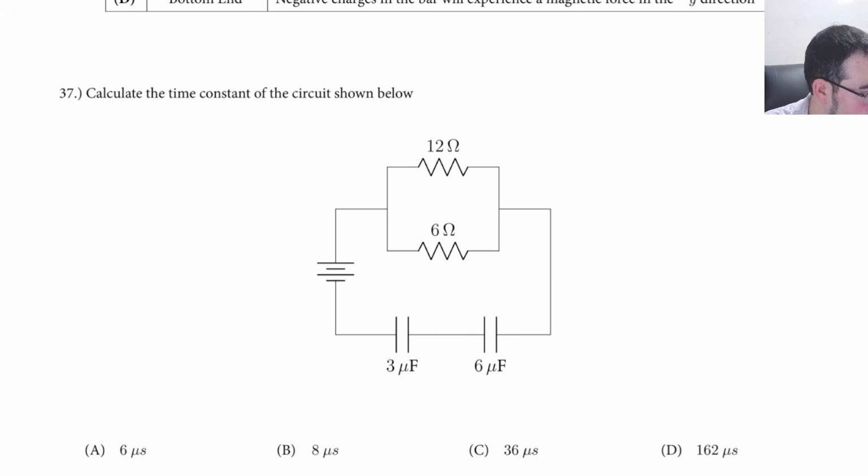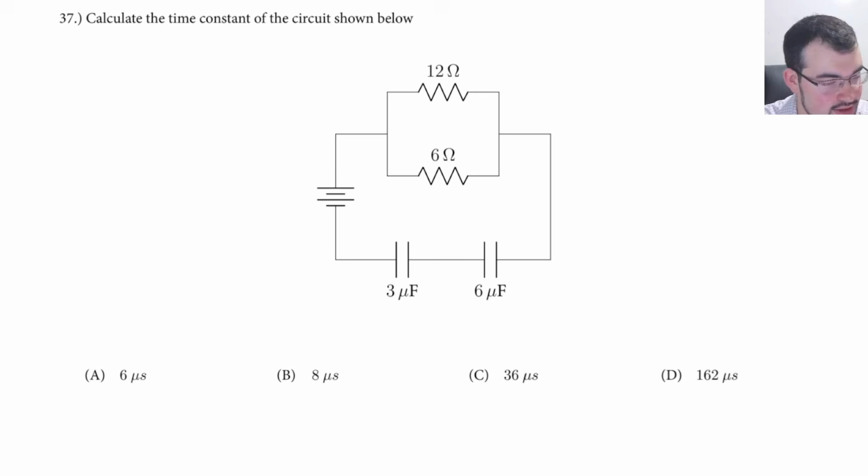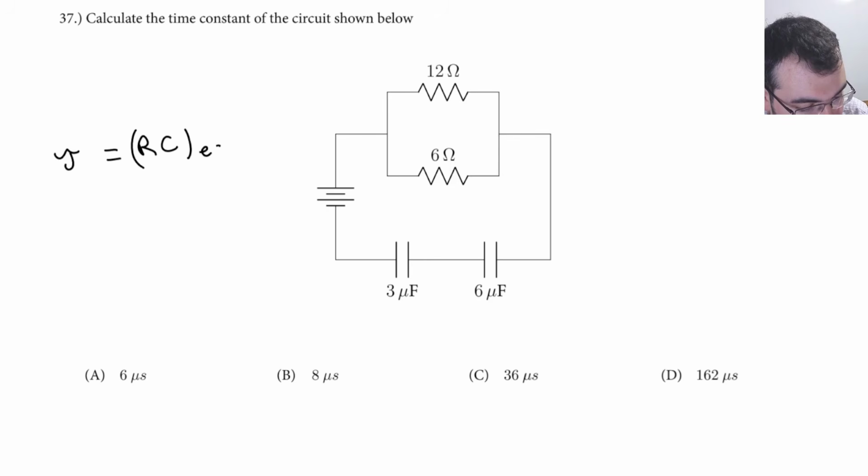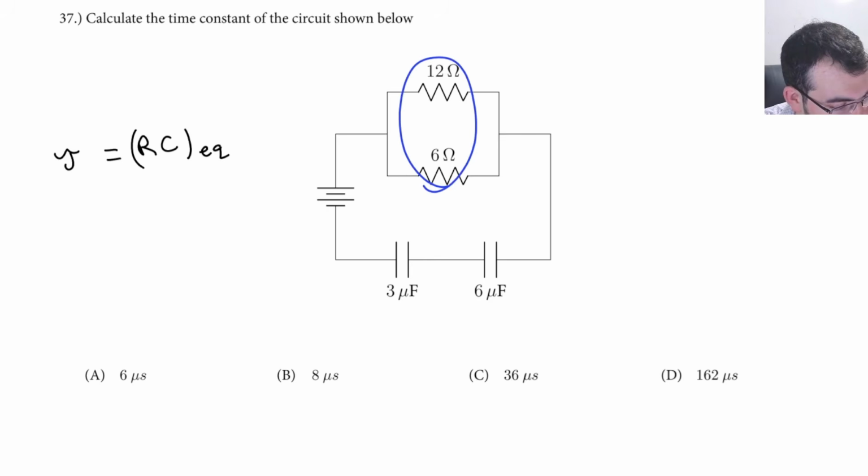All right, calculate the time constant of the circuit below. What is the time constant? Well, the time constant, tau, is equal to RC, as long as we're doing the equivalent of each of these. So these resistances are in parallel, so we do 1 over 12 plus 1 over 6. What is 12 and 6 in parallel? It's like 3 and 6, which is 2, 4.